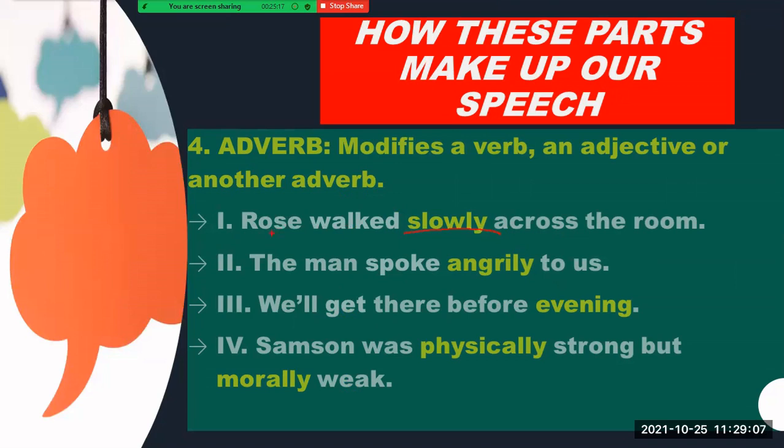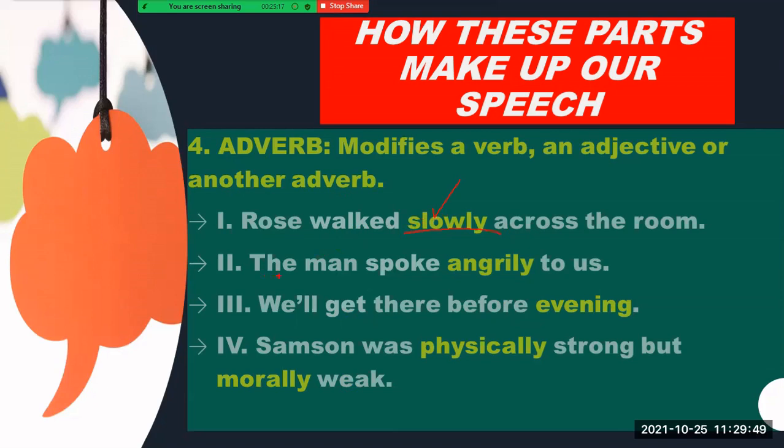If we say Rose walked, there are different questions that we can ask about the action of Rose. Somebody can ask, when did she walk? Where did she walk? How did she walk? And the adverb slowly here is an adverb of manner. It tells us how Rose walked. How did Rose walk across the room? She walked slowly across the room. That's an adverb of manner.